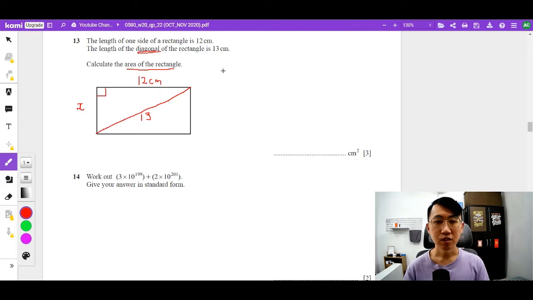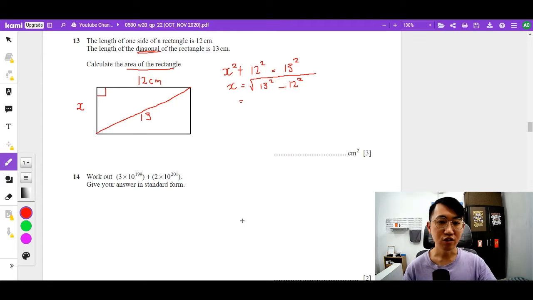Here we go. So x square plus 12 square equals 13 square. x is going to be square root. Maybe this one is a bit advanced or too fast, okay? So hopefully you can see 13 square minus 12 square.